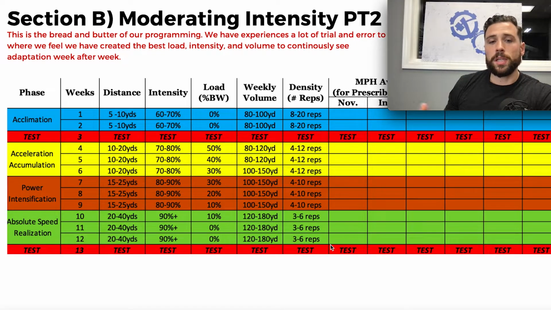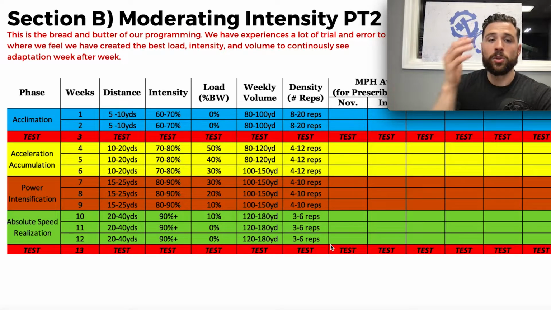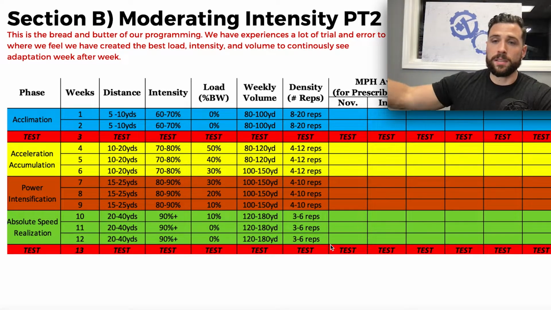These are some of the numbers that we've played around with a little bit that are extremely important, and there's some overlap here that is very, very important to help ensure that we don't expose people too quickly to loaded sprints at given distances, at given velocities. So I'll use an example.